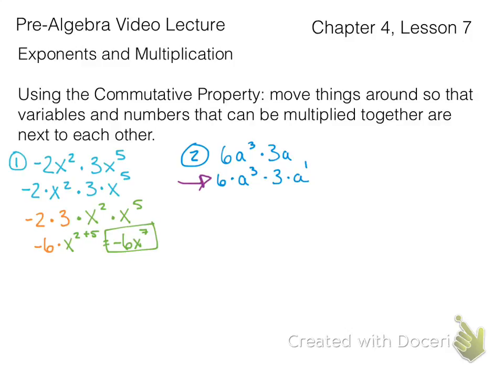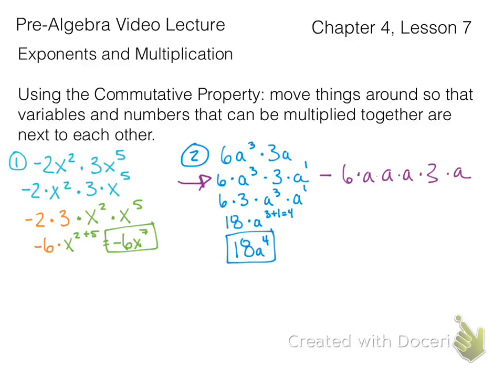And you could actually write it out even more by saying 6 times a times a times a times 3 times a. And that might even make it easier for you because then you don't even have to add the exponents. You can just say, well, I have 3 a's here and they're being multiplied, and 1 a here that's being multiplied. So it's 4 a's being multiplied, which means it's a to the fourth. So then we have the 6 and the 3 next to each other, which is 18. 18a to the fourth. There we go.